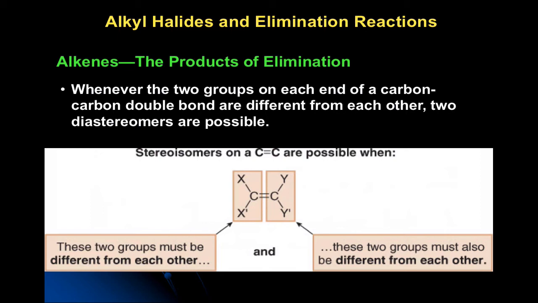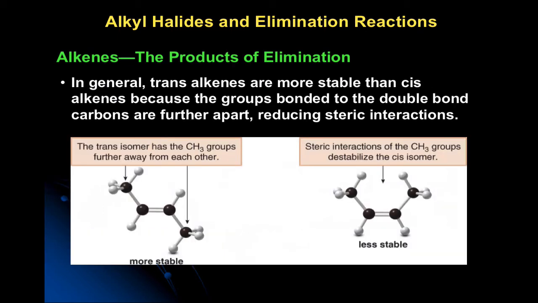Anytime you have two groups on each end of the carbon-carbon double bond, you're going to have the possibility of diastereomers. Okay? So if we look at this where you have X, X prime, Y, and Y prime, we're going to have an opportunity for diastereomers. If X and X prime, or Y and Y prime, are equal, there's no possibility of diastereomers. And this is really quite simple.